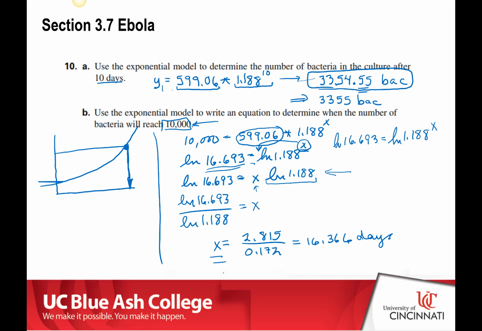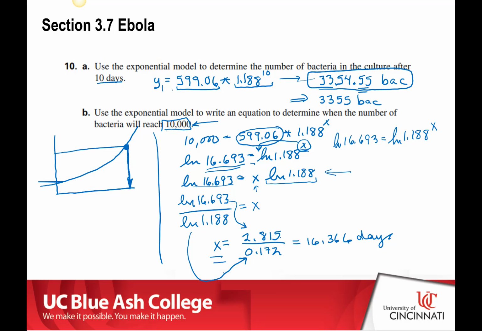Dividing both sides by this natural log gives you whatever was on the left side divided by whatever was on the right side. Now, to compute the fraction's value, one way to do this would be to first compute the natural log of 16.693 and jot down the 2.815 value. Then compute the natural log of 1.188 and jot down the 0.172.